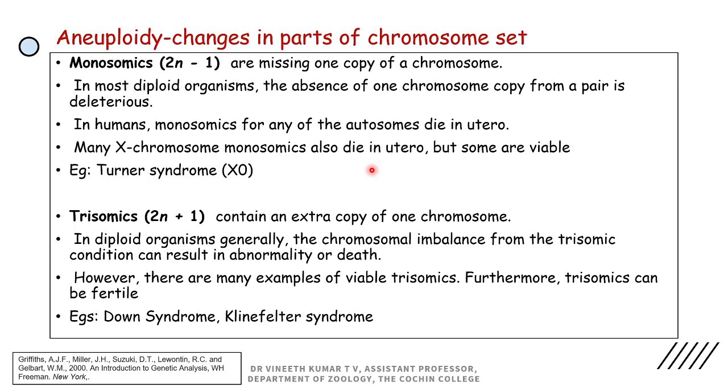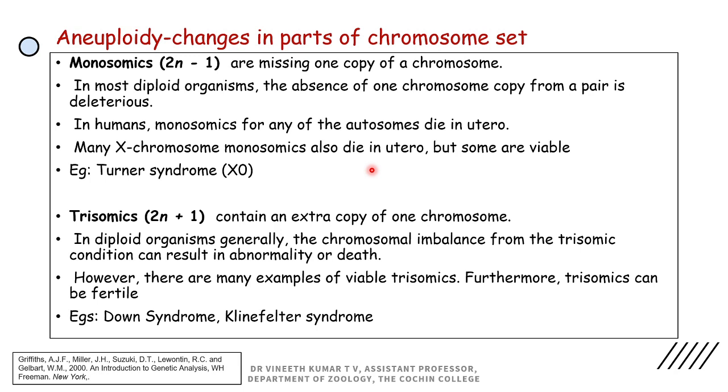The example of a viable X chromosomal monosomy is Turner syndrome. Such syndromes, or details of such syndromes, we'll be discussing under the next topic, which is human karyotype. So, this is an example of a monosomy, which is Turner syndrome, a sex chromosomal monosomy.